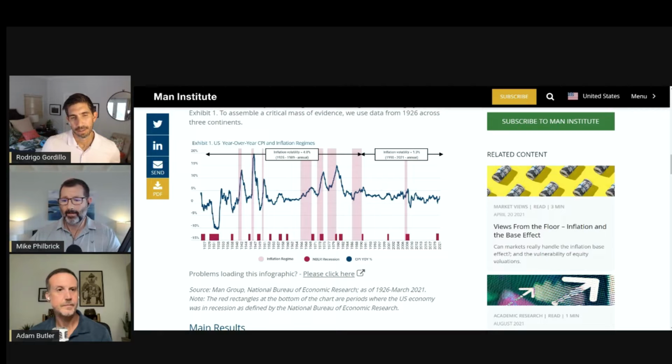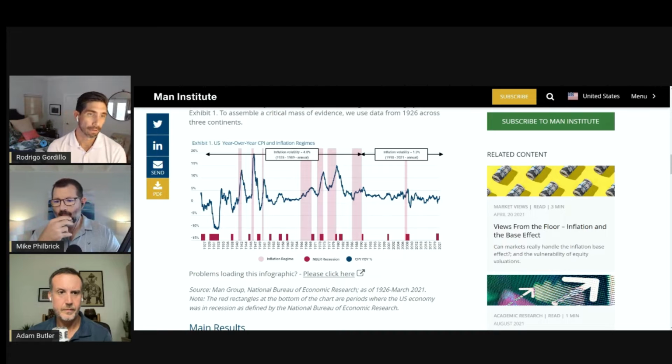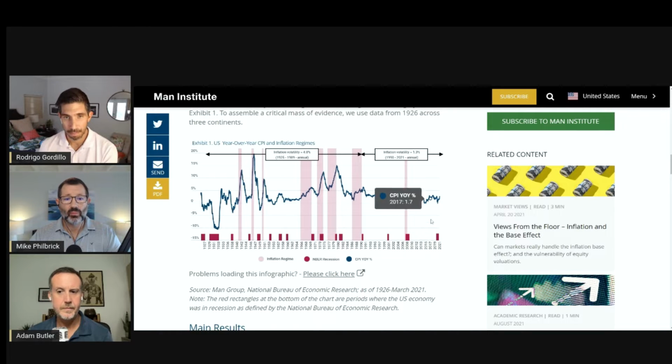While we wait for that, it's important to visualize what inflation volatility looks like, right? This is a series of papers that Man has put out, but this particular paper goes back to 1926 and helps us visualize what CPI volatility has looked like for over a century. And what's obvious here is how lucky we've been in the last 20 years to be in a period of such benign inflation that tends to be good for a number of things, right?